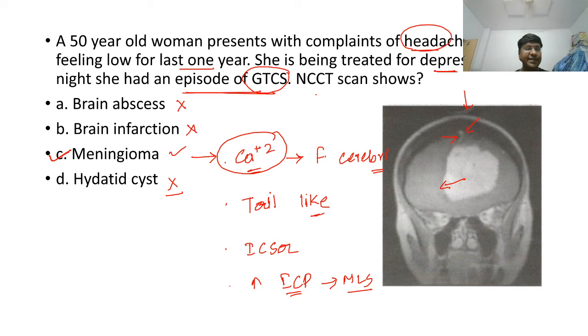So what is the final answer? That is your meningioma. So what is it that you are noticing here? Calcification of the falx cerebri, which can be seen in the form of a tail-like extension. And because it's a large intracranial space occupying lesion causing midline shift, the individual is having headache, depression, and vomiting as well. Depression is a non-specific symptom, not related to your intracranial space occupying lesion.